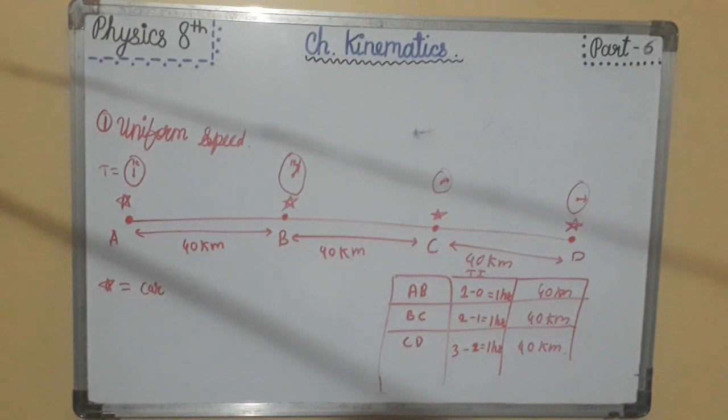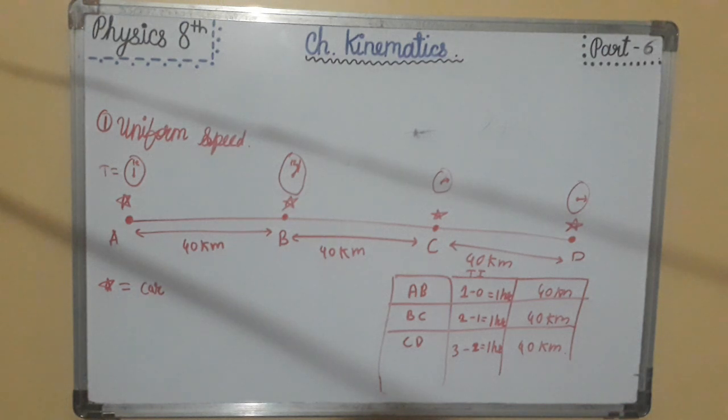The conclusion is that if the distance covered with respect to the time interval is the same, then we say that the body is moving with uniform speed. The definition is that when a body covers equal distances in equal intervals of time, the body is said to be moving with uniform speed.